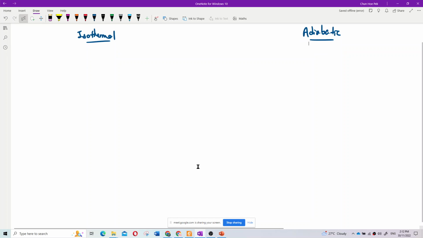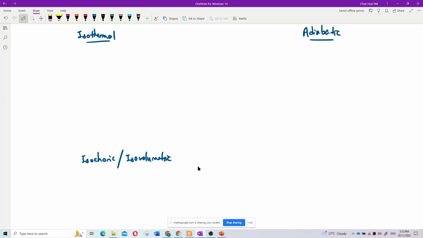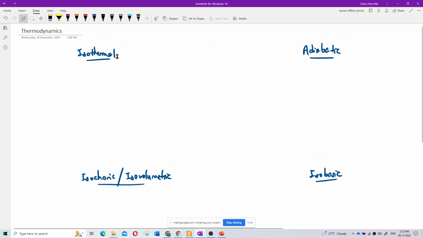Below here we have isochoric. Isochoric has another name called isovolumetric. Isovolumetric process, and then finally we have the isobaric process.